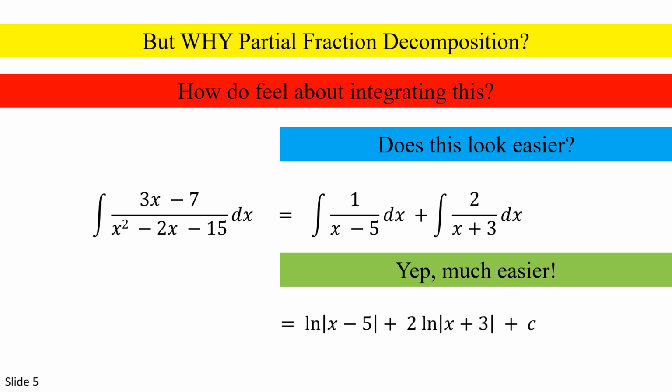So we end up with the natural log of the absolute value of x minus 5 for the first integral plus 2 times the natural log of the absolute value of x plus 3 plus C. This is why we do partial fraction decomposition. Taking a complex fractional integration and making it into smaller, simpler ones.